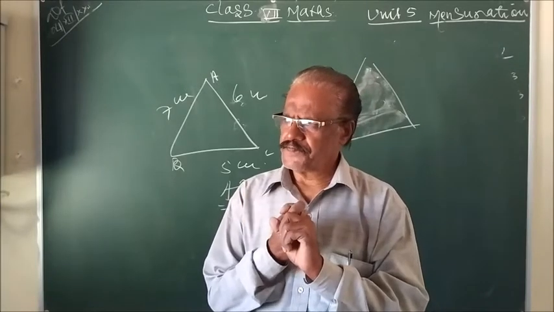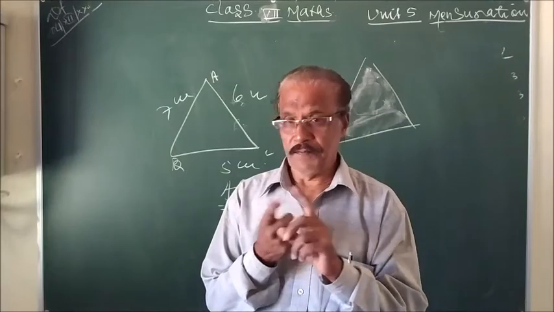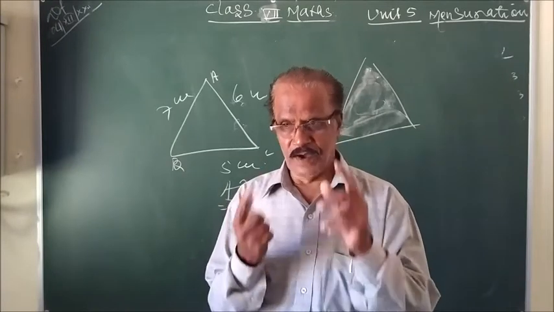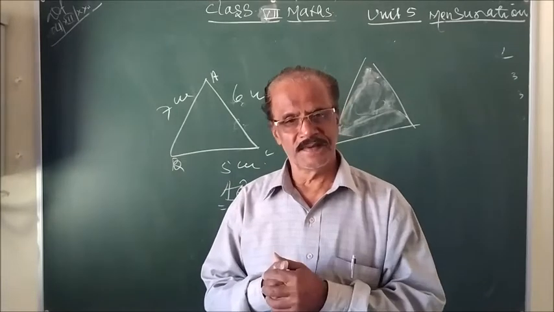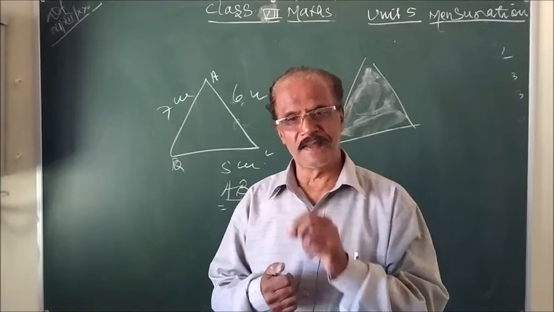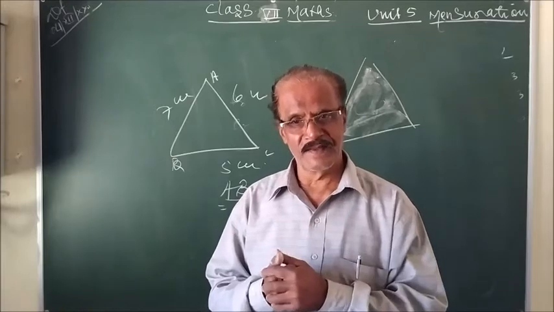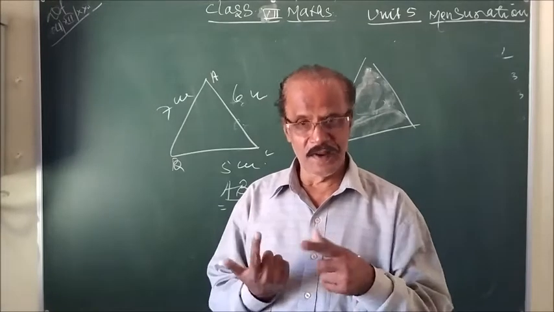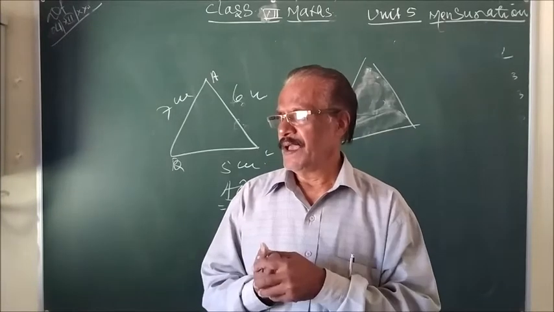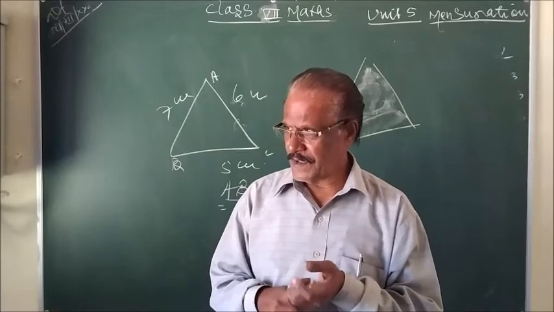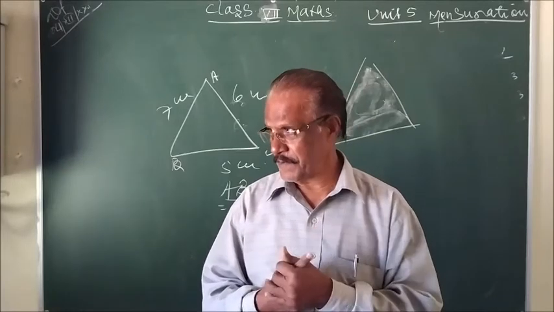And the perimeter of a square has 4 sides. So side plus side plus side plus side, how much? Suppose the side is x. How much will it be? x plus x plus x plus x. If we use algebra it will be 4x, that is, 4 into side. That is the perimeter of a square. And the area of a rectangle is length into breadth, if you multiply.